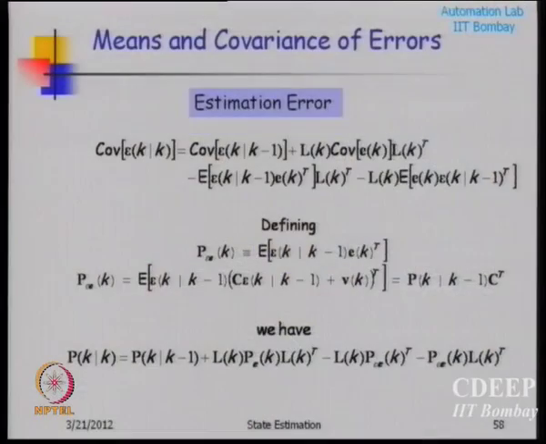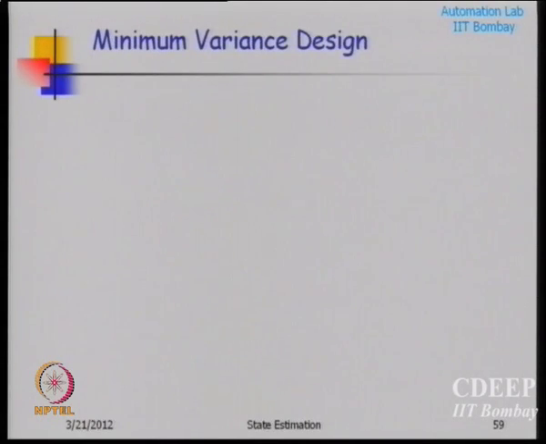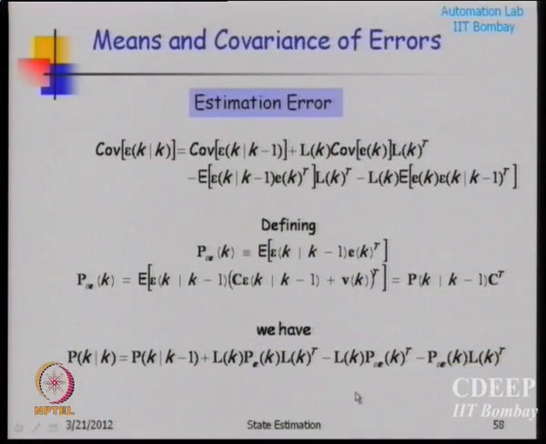Is this fine up to here, the last equation? Now what I want to do is devise a minimum variance estimator. I want to find that gain LK which gives me the smallest possible variance in the estimate of X. Now what is the relationship between the corrected, updated covariance and the gain LK that is given here? I want to choose LK in such a way that this is as small as possible.